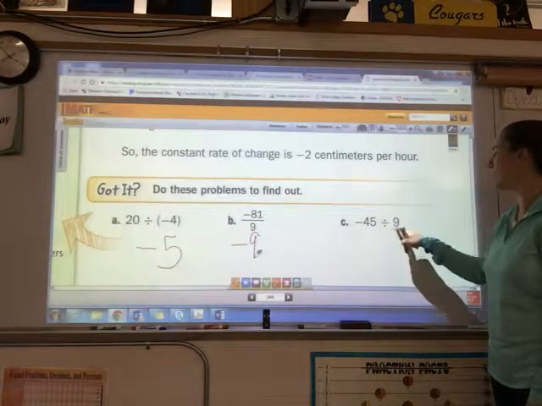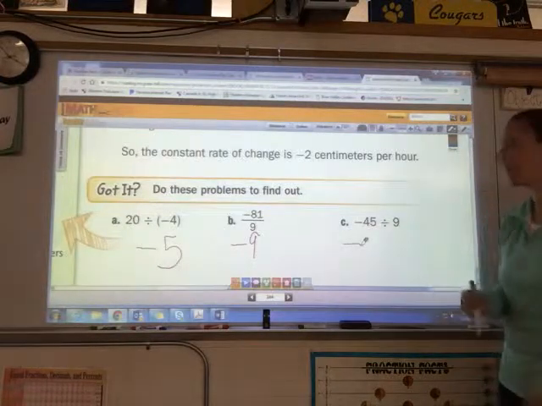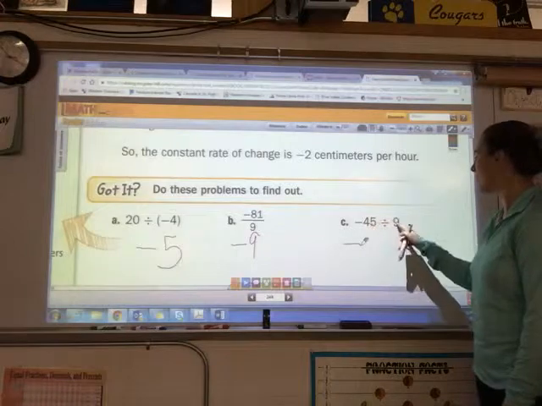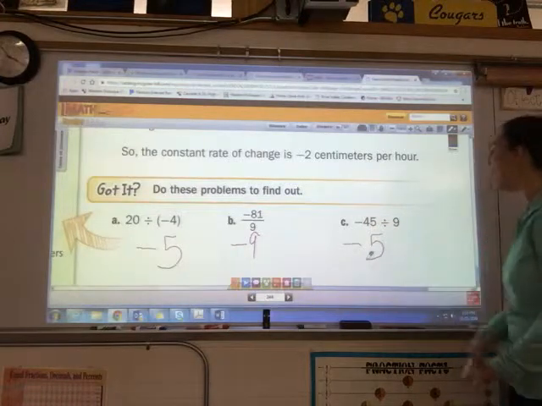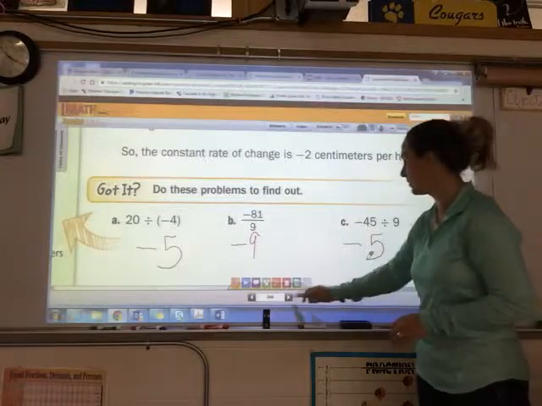Letter C, negative 45 divided by 9. Again, I've got a negative divided by a positive, so there are two different signs. My answer is going to be negative. 45 divided by 9 is 5. Hopefully, as you checked your answers, you came up with those as well.